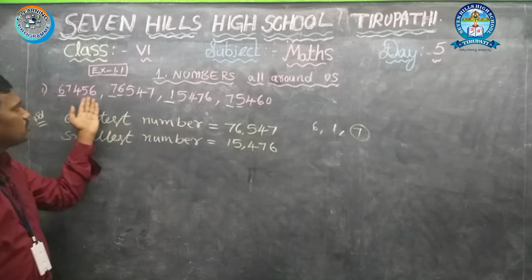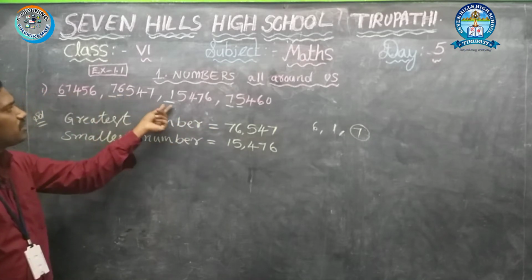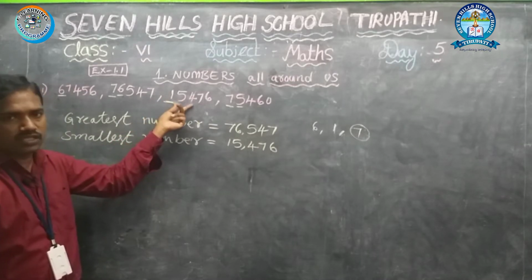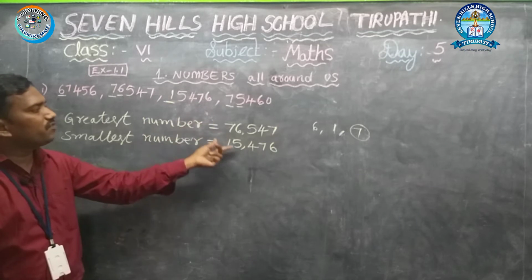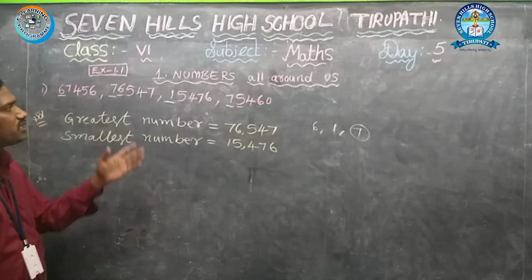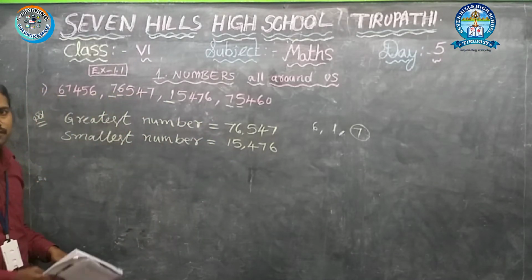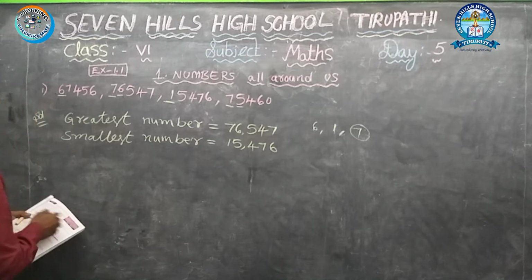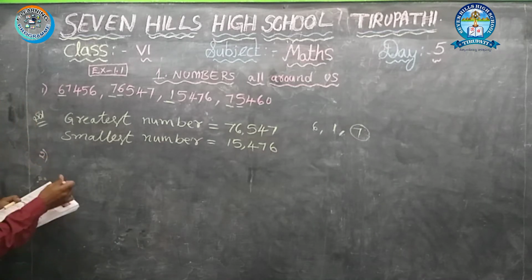And comparing the 10,000s place, 1 is the smallest, right? So this is the smallest number. That means 15,476 is the smallest number among these numbers, right? Another example, next question.